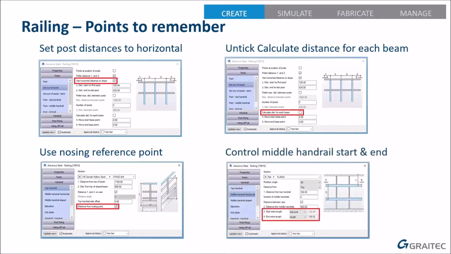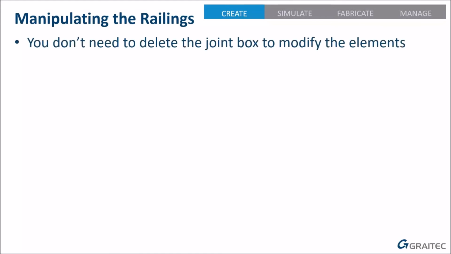And the final key point to review here is the middle rails on the last post and the end post and so on. You can control those using these two options at the bottom of the middle handrail horizontal page, so you get the correct amount of middle rail. You can turn off those bits sticking out, or you can control how long they are and get them correct as you want. So that's the basic first railing into our model.